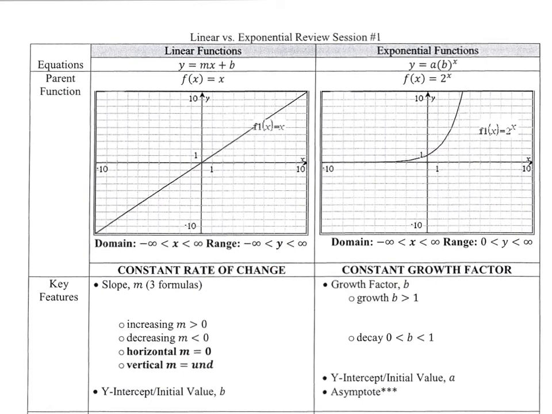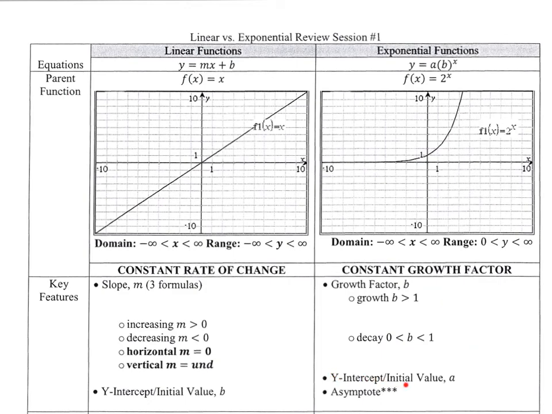And these functions have your y-intercept, which could also be considered as your initial value. Again, it's kind of when no time has passed. That's represented with your b. Now for the exponential functions, they can either grow if the b value is greater than 1, or decay if it's between 0 and 1. We'll talk more about growth and decay later, but those are key things that you'll need to know.